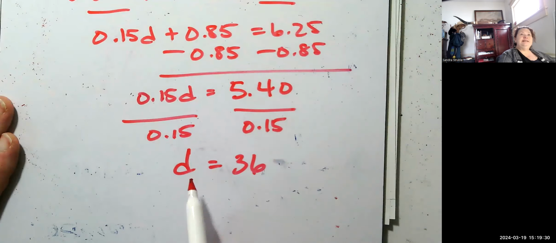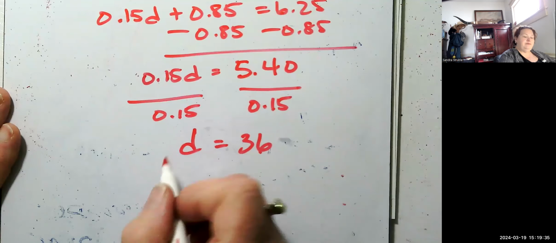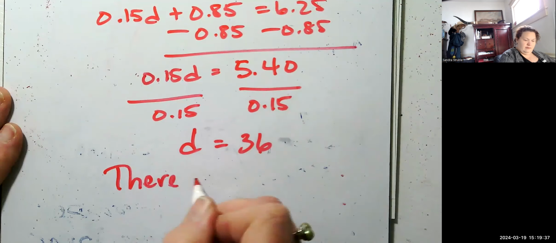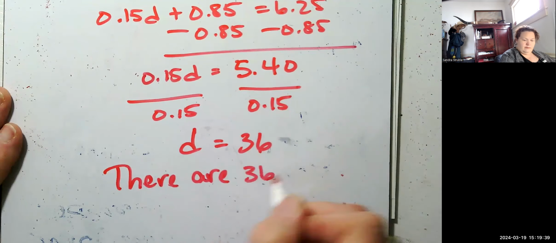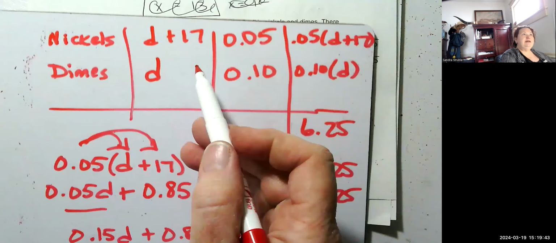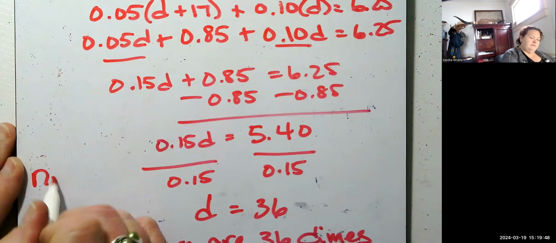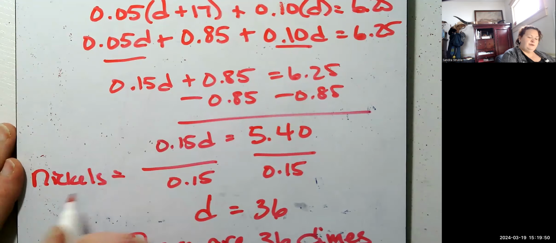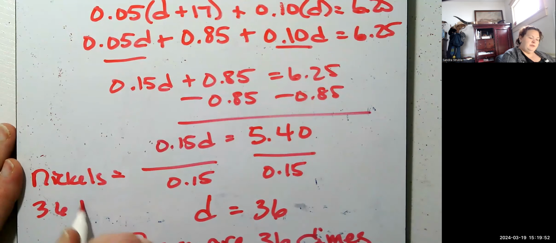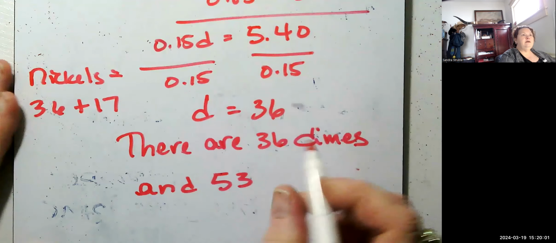Now, the fact that we use the letter D lets us know that there are 36 dimes. And all I have to do is go back up here to find out how many nickels there are. D plus 17 nickels. So nickels are equal to 36 plus 17, which is 53. There are 36 dimes and 53 nickels.